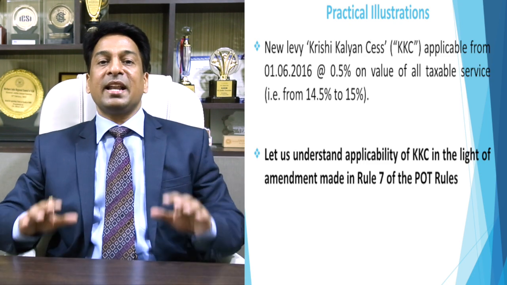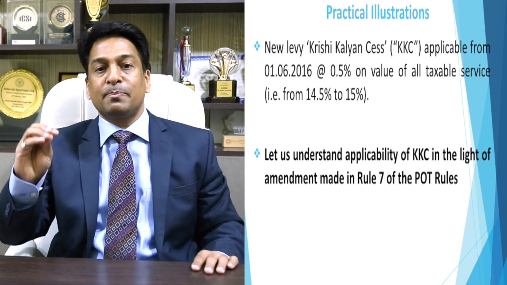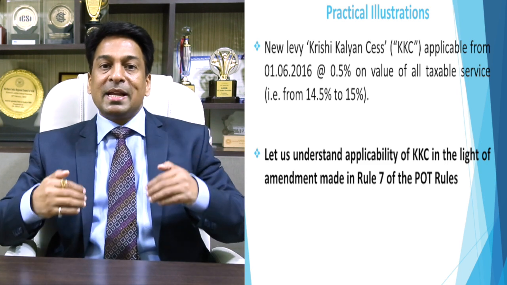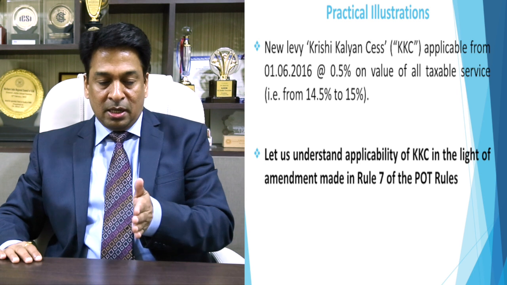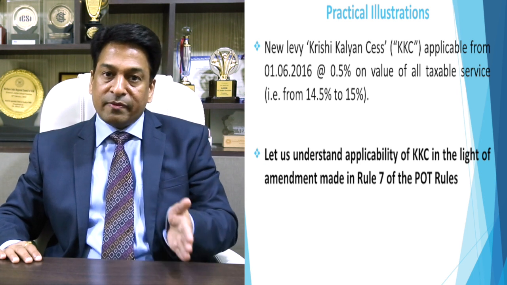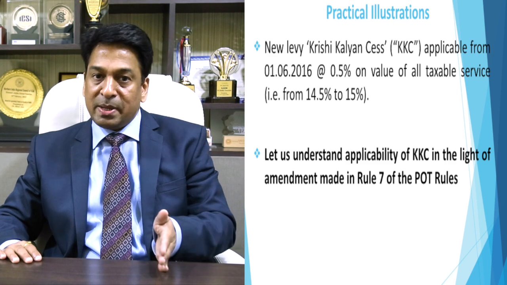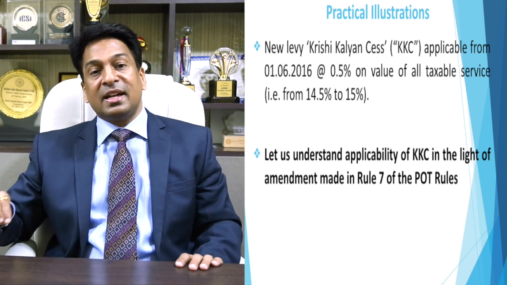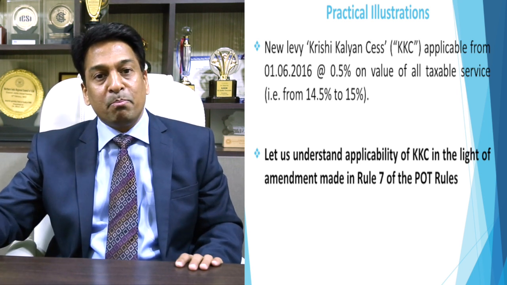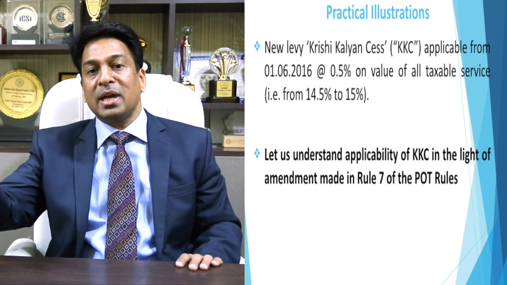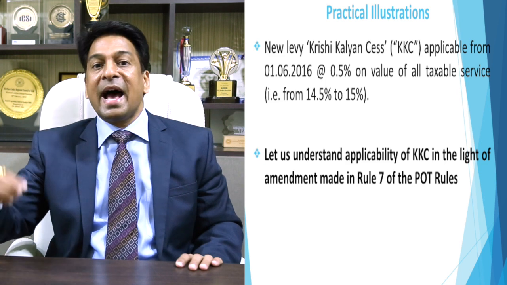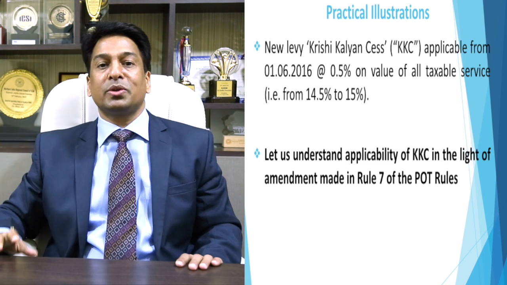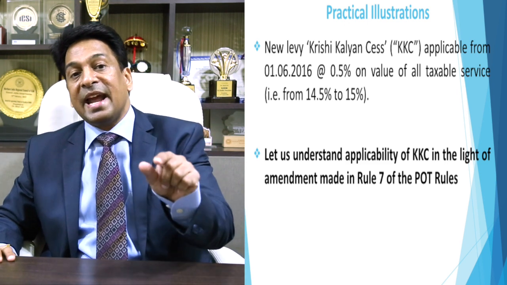You are a company and you are taking GTA services, goods transport agency service. You are under reverse charge being company. So there may be two possible situations. There are the Rule 7 POT rules which normally talks about date of payment as a POT for reverse charge liability. But now this proviso got inserted which clearly says if service is received before such date of change, which is 1st June 2016, invoice is raised prior to 1st June 2016, but payment is made thereafter, means after 1st June 2016, then POT would be date of invoice.